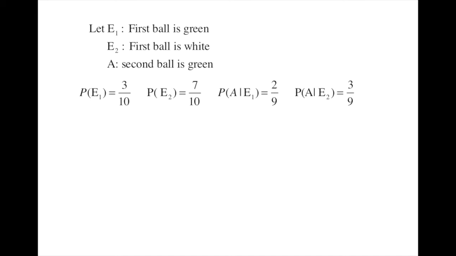Now what do we need to find? We need to find the probability that the first ball is green given the second is also green. And therefore we have to find the probability of E1 given that A has happened.